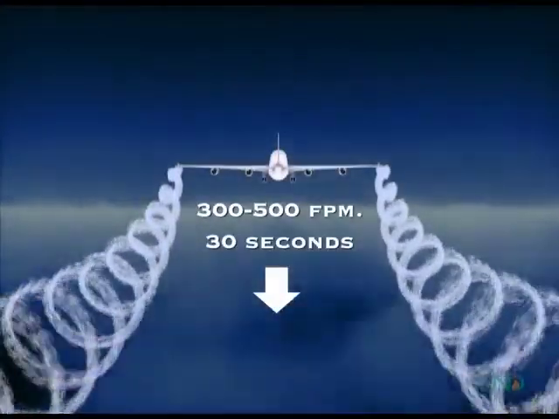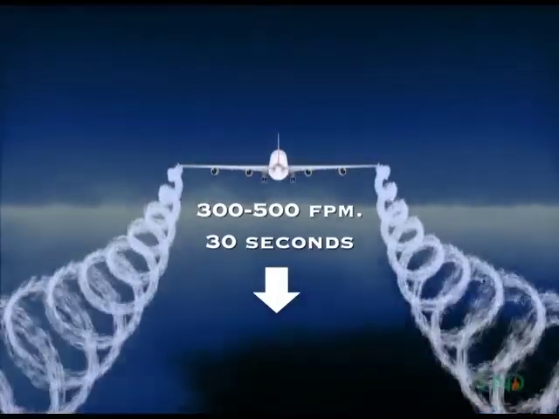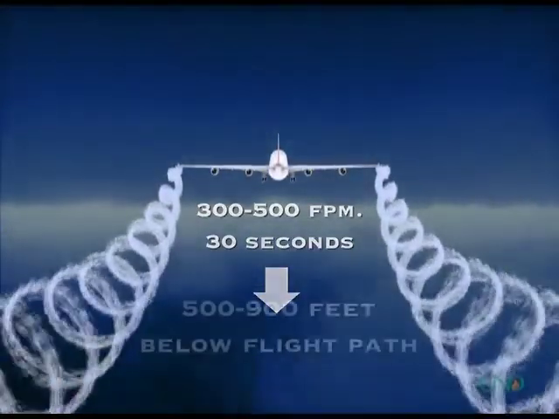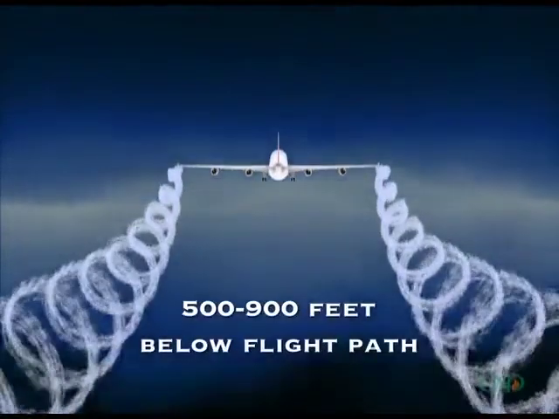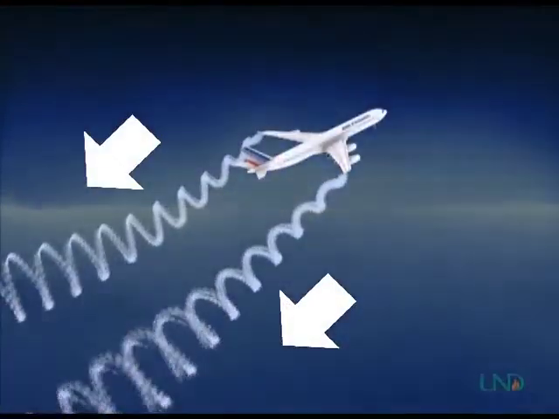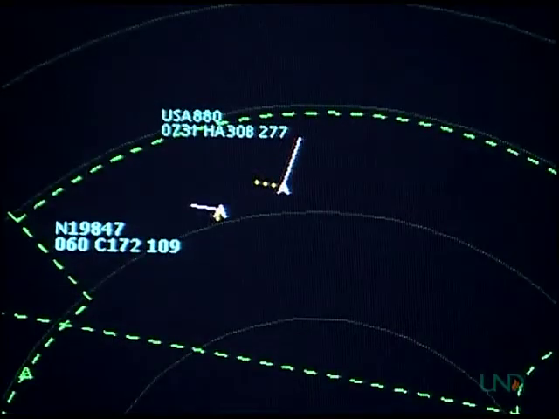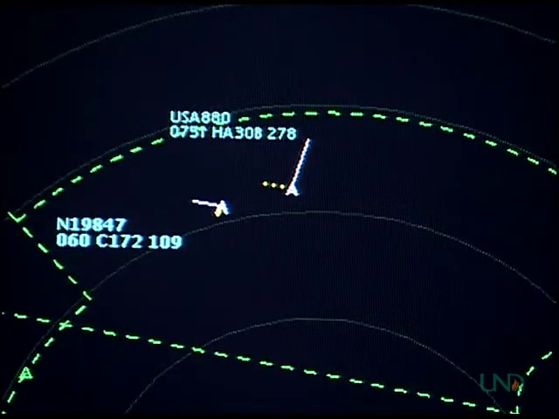Vortices initially descend at a rate of 300 to 500 feet per minute for about 30 seconds, and then the descent slowly decreases and levels off about 500 to 900 feet below the flight path of the generating aircraft. Notice that an aircraft's flight path may not necessarily correspond to its location. In climbs or descents, the aircraft will be above or below its actual flight path. For example, if a heavy aircraft is climbing and a small aircraft passes underneath, it may still encounter the larger aircraft's wake, even if the small aircraft is 1,000 feet or more below the larger plane.